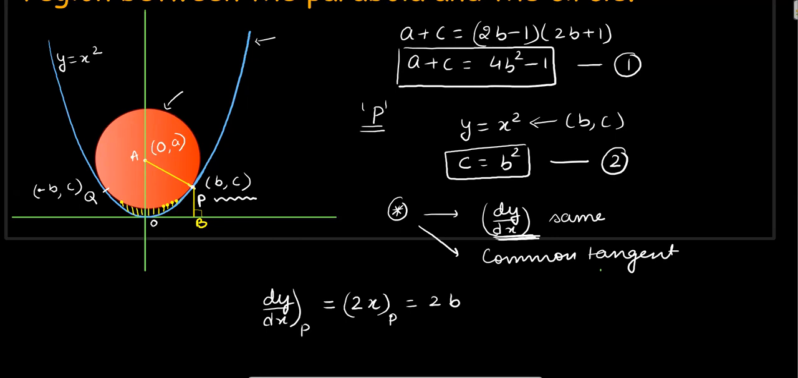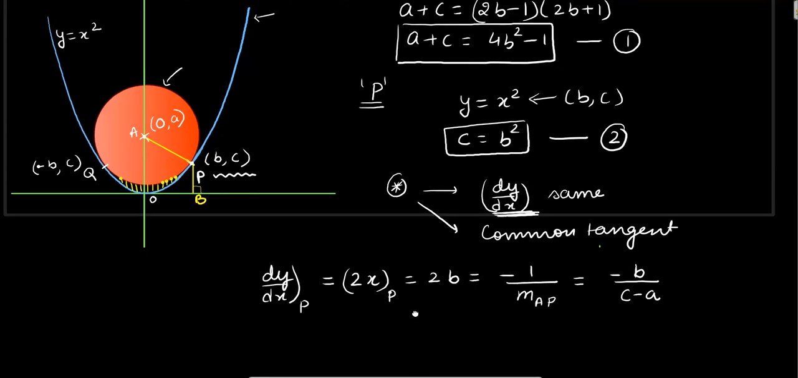And I have joined P with the center of the circle A. So AP is nothing but the normal to the circle at the point P. That is the reason the slope of the tangent to the circle at the point P equals the negative reciprocal of the slope of the normal at P, or I can say the slope of the line AP. So I'm going to calculate it using coordinate geometry and write it as -1 upon (C minus A) upon (B minus 0).